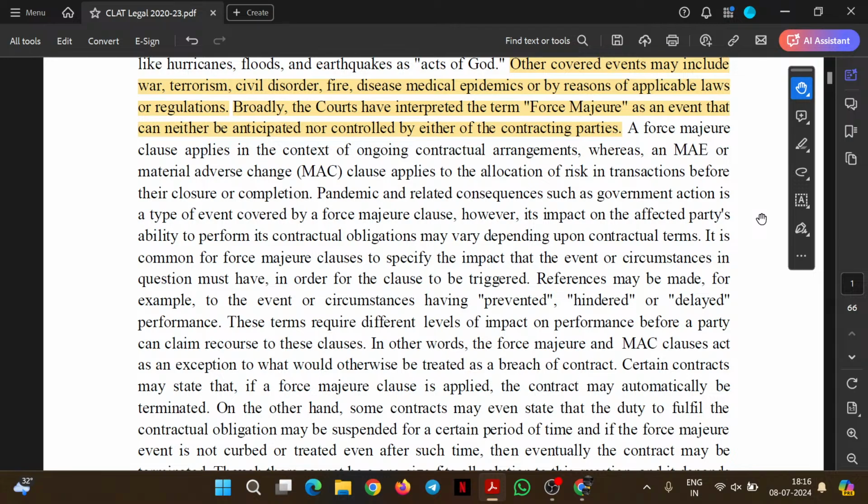A force majeure clause applies in the context of ongoing contractual agreements, whereas an MAE or material adverse change applies to the allocation of risk in transactions before their closure or completion. Fair. So we now have an idea of when a force majeure clause or a MAE or MAC clause is applied.